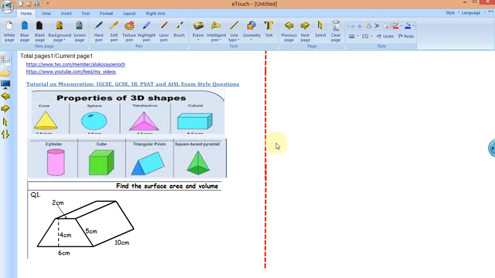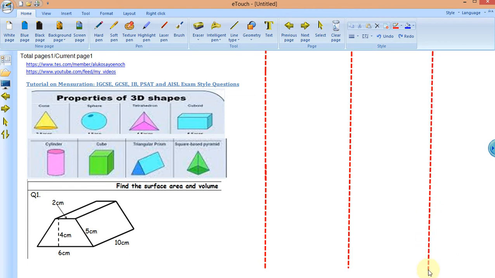So let's just get started with properties of 3D shapes. When I say properties, we're going to determine the number of faces, the number of vertices, and the number of edges in a given 3D shape. Let me just start with the first one. But before I do that, I would like to quickly give you this general formula.